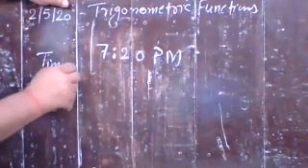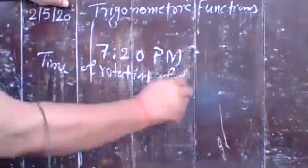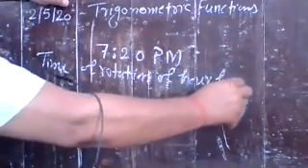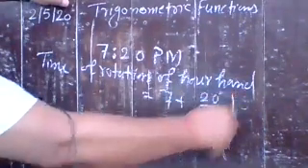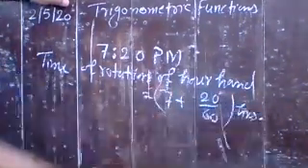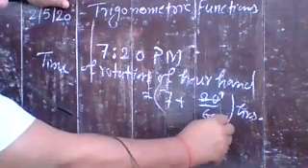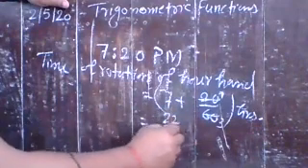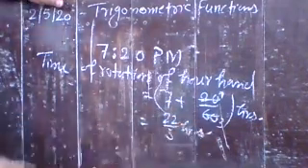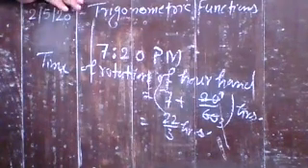Time of rotation of hour hand is equal to 7 plus 20 upon 60 hours. Okay, and if you simplify it, here you have 1 by 3. So 22 by 3 hours. Okay, 22 by 3 hours. So here you have to find how much angle the hour hand made in 22 by 3 hours.